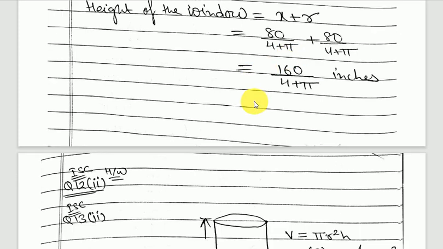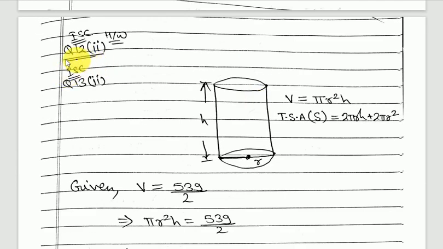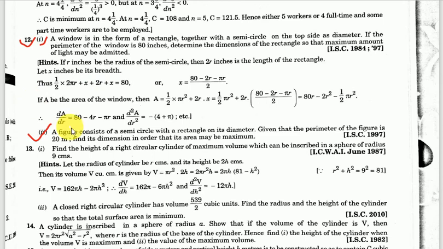Okay, the next question is question number 12.2. This I have left as homework for you, and the question says: a figure consists of a semicircle with a rectangle on its diameter. So the figure would look the same as what we have drawn for question number 12.1. Given that the perimeter of the figure is 20 meters, find its dimensions in order that its area may be maximum. So this is the same as question number 1. You have to try this by yourself.